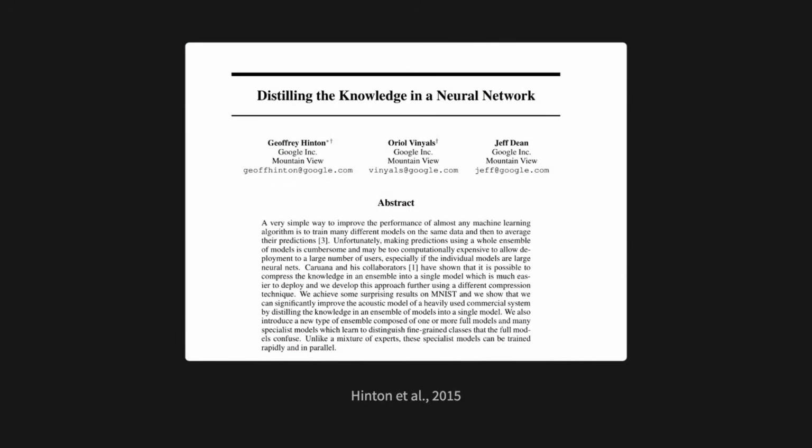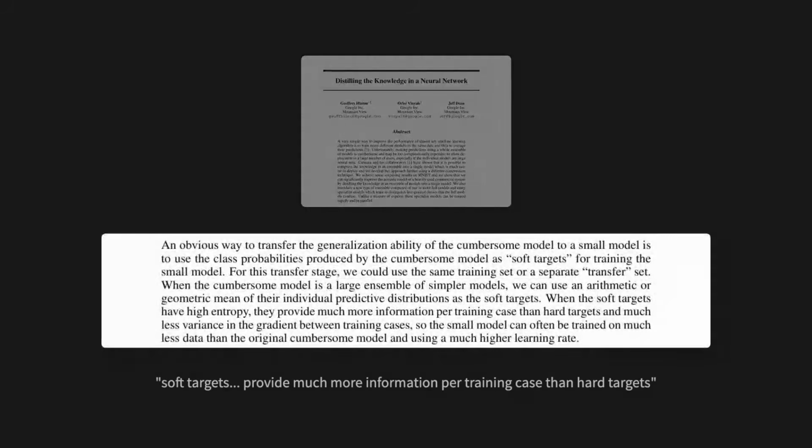So where does this idea come from? The story starts in 2015, when Geoffrey Hinton and his collaborators asked a question that sounds almost backwards. Instead of training a small model on the right answers, what if it learned from a big model's full output probabilities? Those probabilities carry more than the answer. They carry how the big model thinks, which alternatives it considers, and how confident it is in each one. And that's the paper's own claim, on screen. Soft targets just means these full probability distributions instead of the single hard answer. And they provide much more information per training case than hard targets.